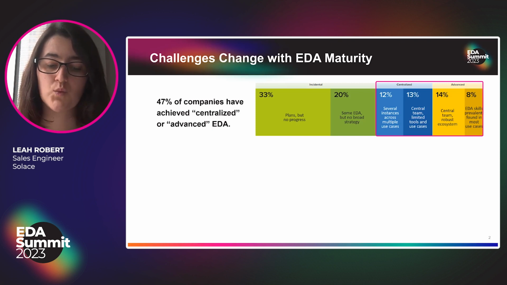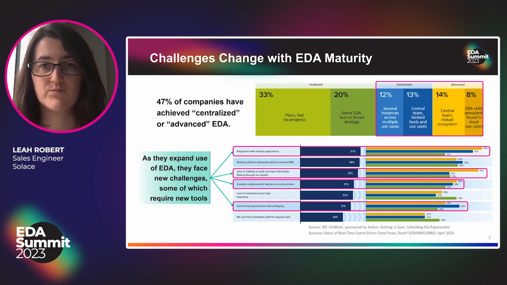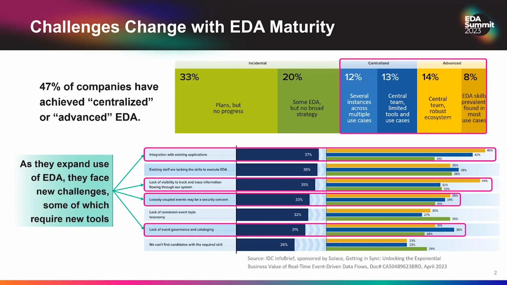But what we're noticing as well with the maturity of event-driven architecture at these organizations is new challenges. You have more integrations that need to occur, different applications, protocols, and APIs that need to talk to each other. There's also a lack of visibility to track and trace information. How do I know that my event got there? How do we troubleshoot an issue where one team is saying, hey, I didn't get this message, and another team is saying that they did publish it?